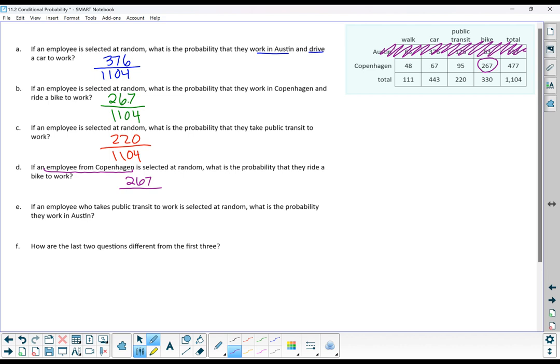But this time, it's not out of all 1,104 because we aren't thinking about the ones in Austin. We are only thinking about the Copenhagen employees. We know that they're in Copenhagen, so it's only out of 477.